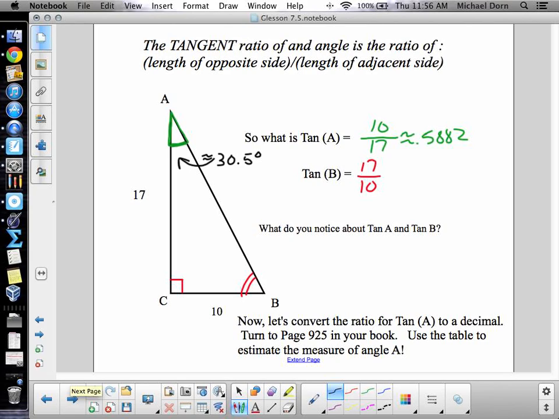Well, that's kind of cool. We've never been able to do something like that before. If I just know the sides of the triangle, I can figure out what the angle is. So right away we see there are going to be lots of very good applications for this tangent. Lots of stuff we can do with that.